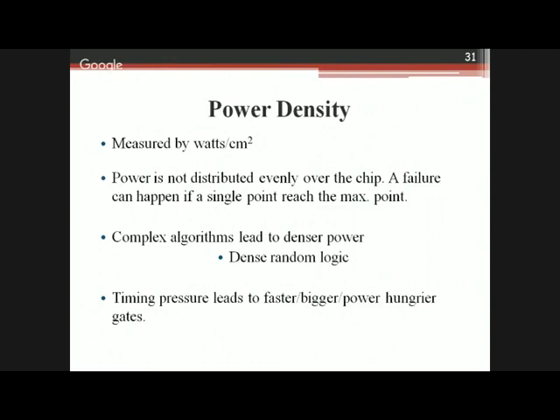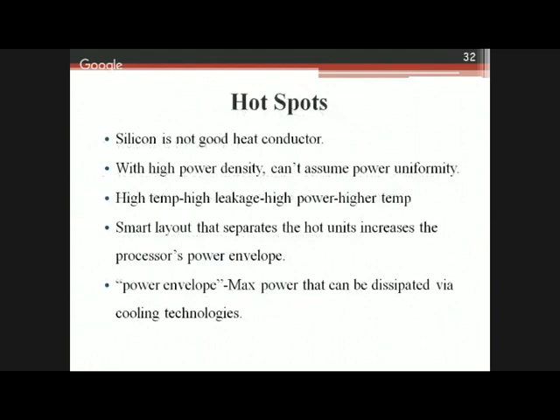So let's discuss the solution for this power consumption, how we can avoid this problem of hotspots. Why does a hotspot occur? Silicon is not a good heat conductor, and from a designing point of view, if a lot of data is intensively shared between two nodes or two components, then obviously those components are placed nearer to each other.